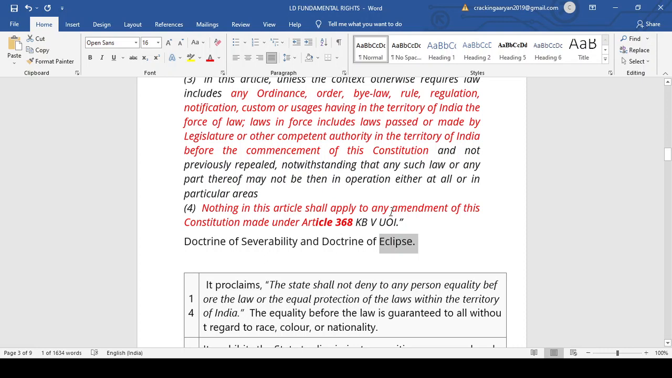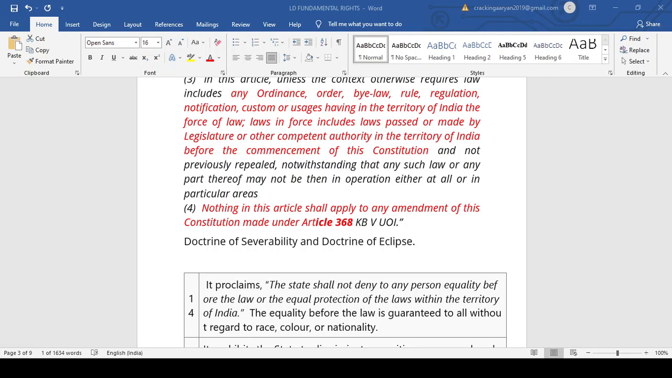So that is the crux of Section 13, that any law which is in contravention to the fundamental right will be declared void, to the extent it is in contravention, not the whole law. That is the doctrine of severability, not the whole law, but only to the extent to which it is void. Okay, guys, so Article 13 is clear.